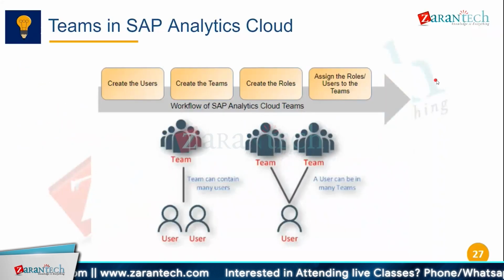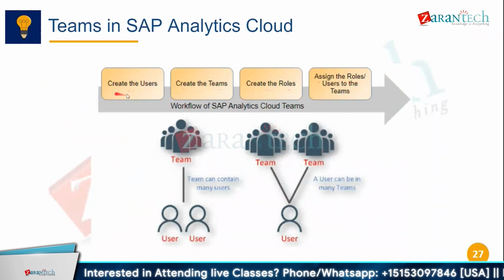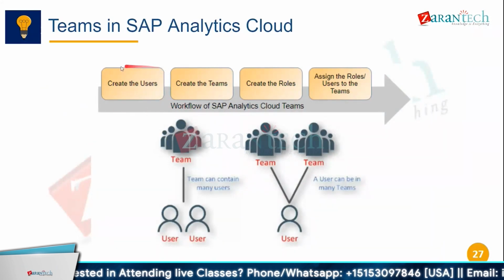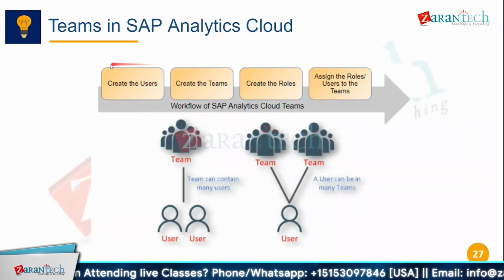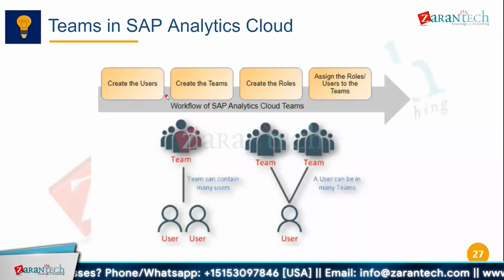So this is how the flow looks. Basically you create the users, then you create the teams, then you create the roles, then assign the roles to the users or the teams. First you onboard, say, 10 users. Then the 10 users are coming from 2 different teams. One is the BA team, one is the planning team. So 5 users to the planning team, 5 users to the BA team. So you create 2 teams and assign these 5 users to each team.